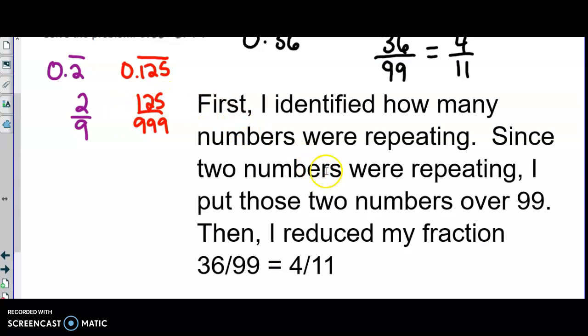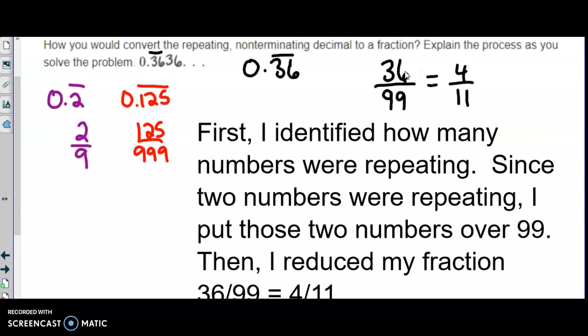And if you wanted to reduce the fraction without the calculator, you can do that. You would just have to go over here and say, okay, what do they both have in common? Or what can you divide both of them by? You could divide each of these by 9. So you could have done 36 divided by 9 is 4, and 99 divided by 9 is 11. So you can reduce by hand or with the calculator.